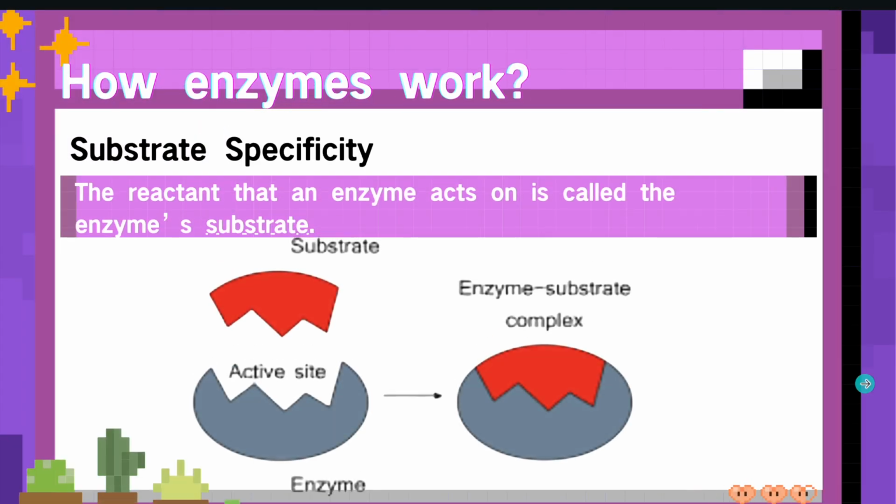So how do enzymes work? Here I would like to introduce two concepts. The first one is substrate specificity. The substrate is the reactant that an enzyme acts on. So here, the red one is the substrate. Why do we call it substrate specificity? It's because the enzyme can only combine with one kind of substrate in its active site and combine to produce the enzyme-substrate complex.